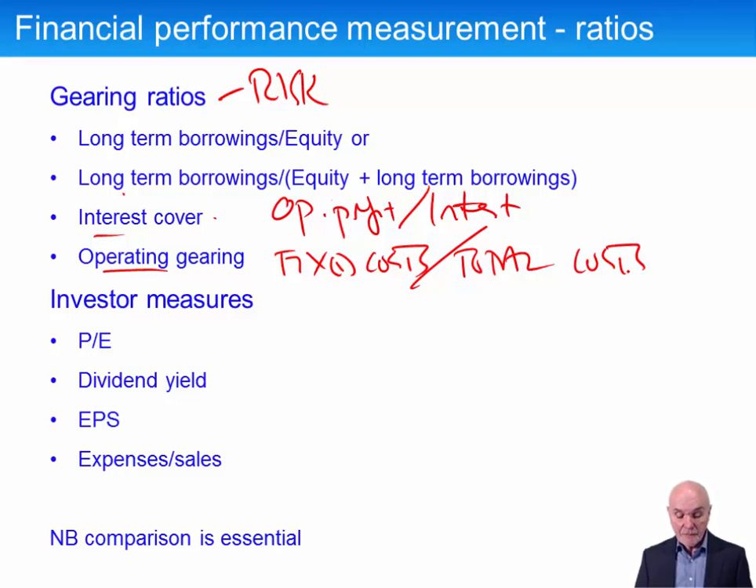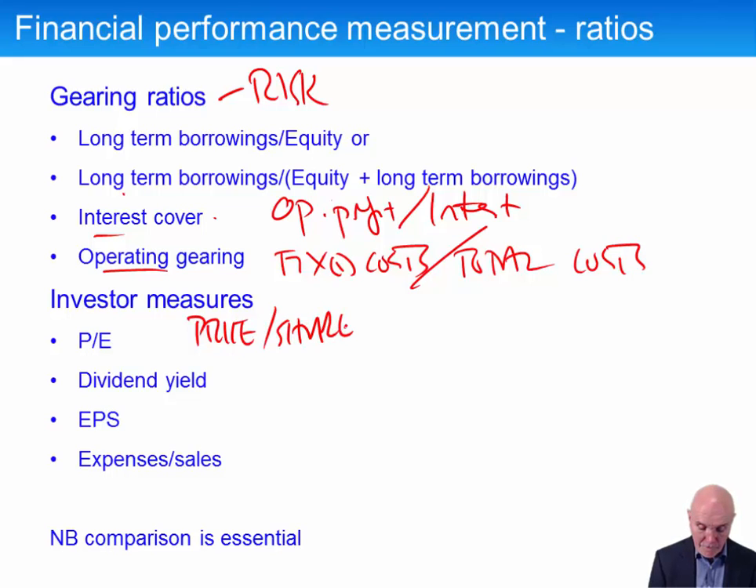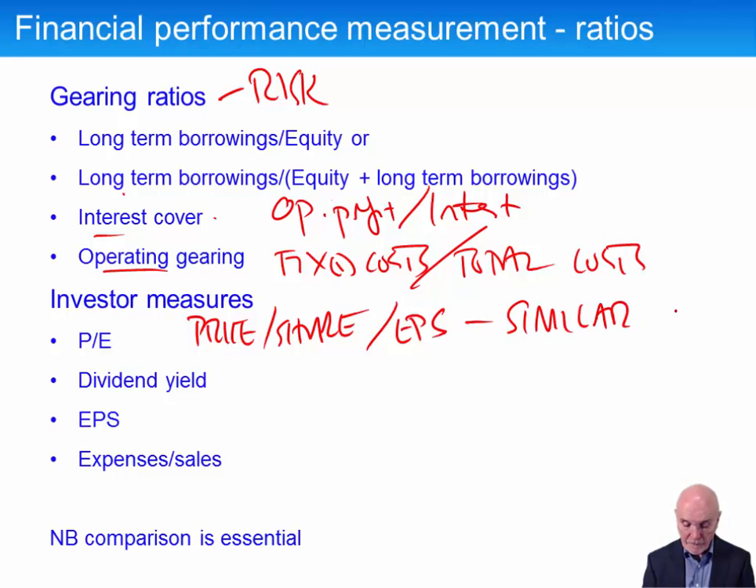Investor measures, price earnings ratio, that's price per share over the earnings per share. So price per share divided by the earnings per share. The only way you can really judge this is by looking at similar companies. And this is something which really only works with listed companies.